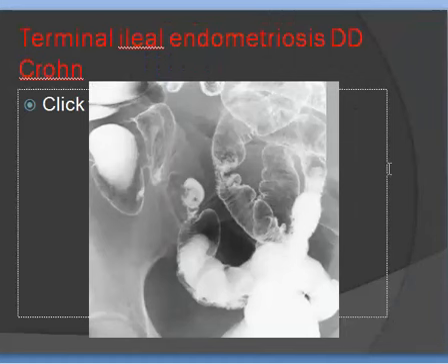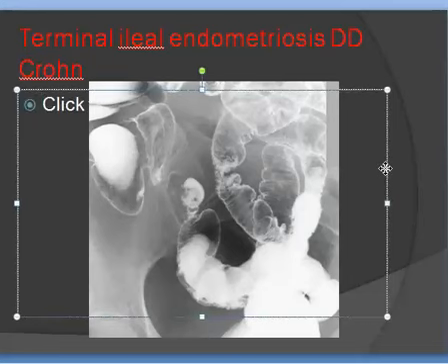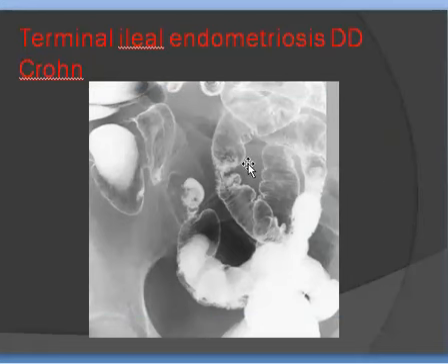Here the terminal ileum is involved in a process of irregularity and narrowing. Of course, among the diagnoses is Crohn's disease, but this proved to be terminal ileal endometriosis, implantation of uterine endometrium.